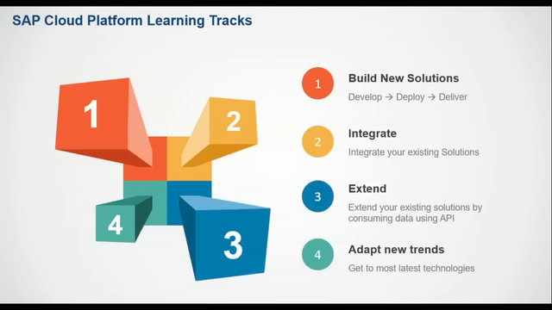The third track is the extend track. In the extend track, you are actually building something, but not from scratch. By scratch, I mean you are not going to build the database all over again. You're not going to build application logic all over again. Rather, you will reuse your existing solution. For example, S4 HANA Cloud, you are using that solution already, and that solution already offers you OData services. You will use those services and extend your existing solution by adding new functionality.